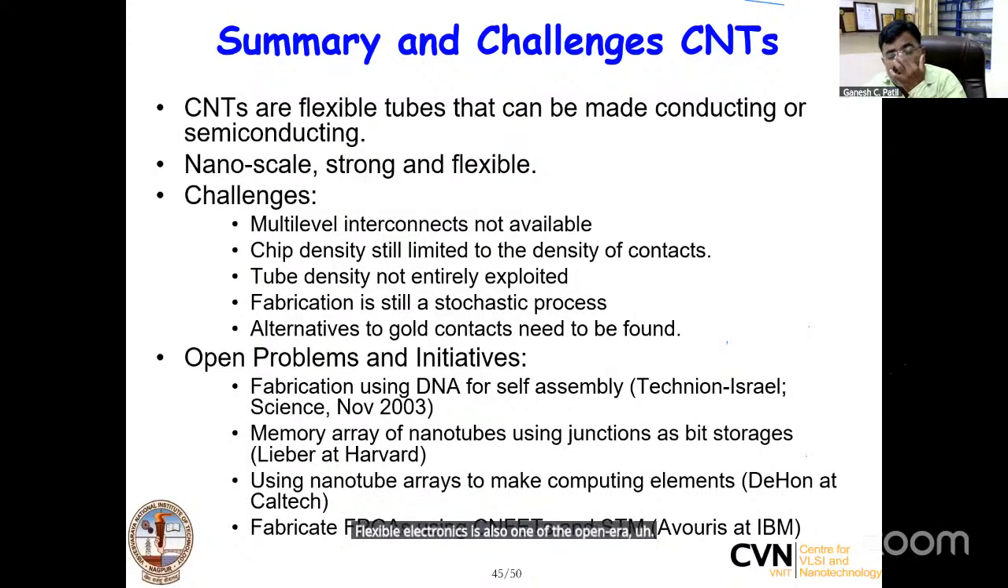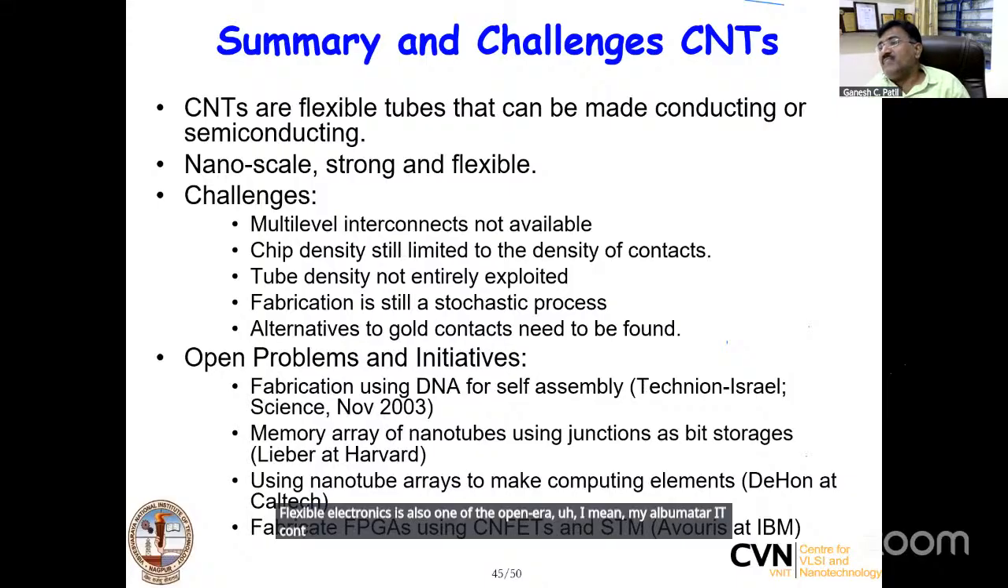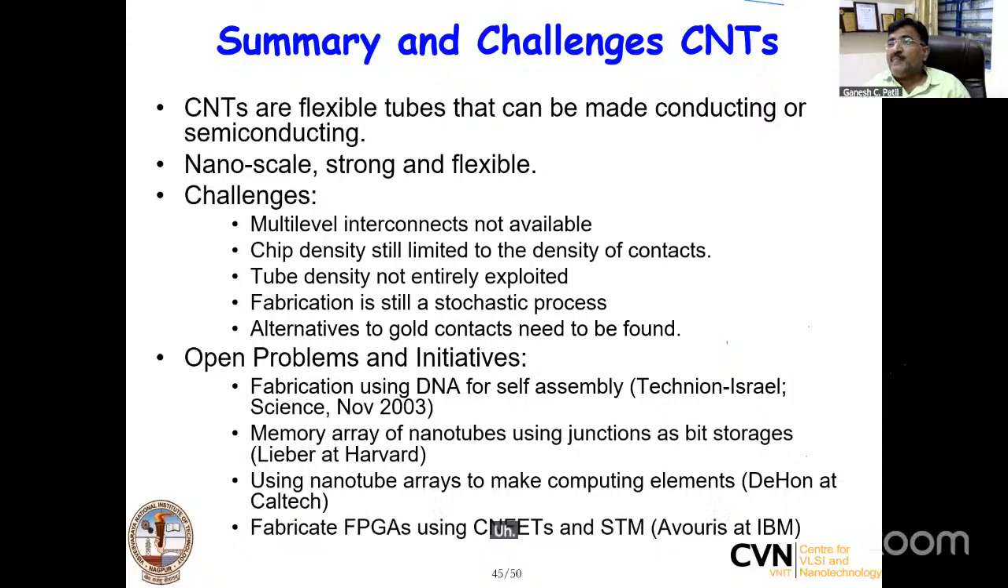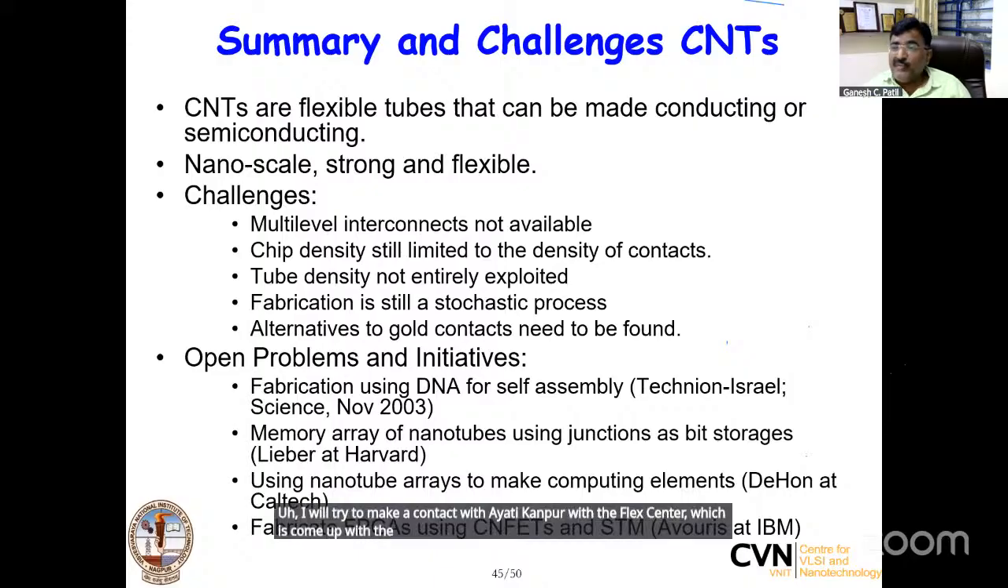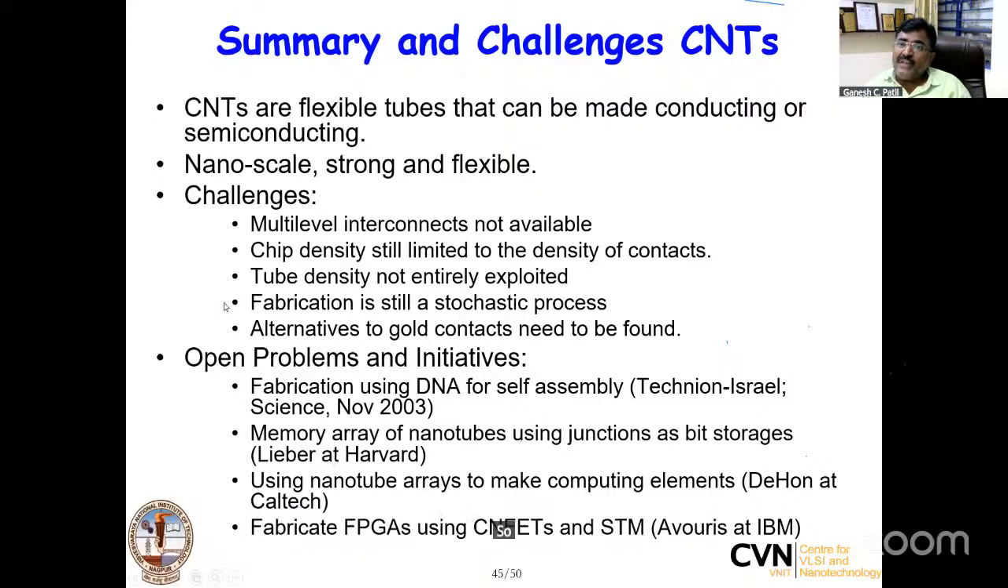My alma mater IIT Kanpur has come up with the National Flex Center also. If some of you are interested, just mail me or ping me a message. I will try to make contact with IIT Kanpur and the Flex Center, which is the new National Flexible Electronics Center. So you could address the flexible electronics challenges as well.